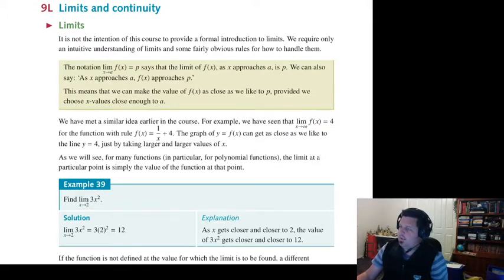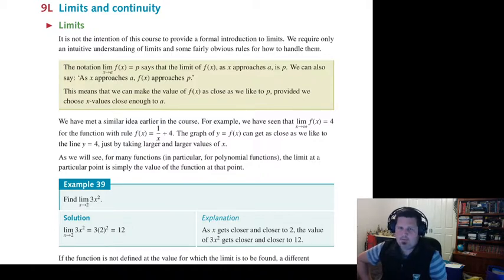Alrighty, year 12, where are we? Whoa, we're up to 9L already. Wow, time flies when you're having fun, doesn't it?